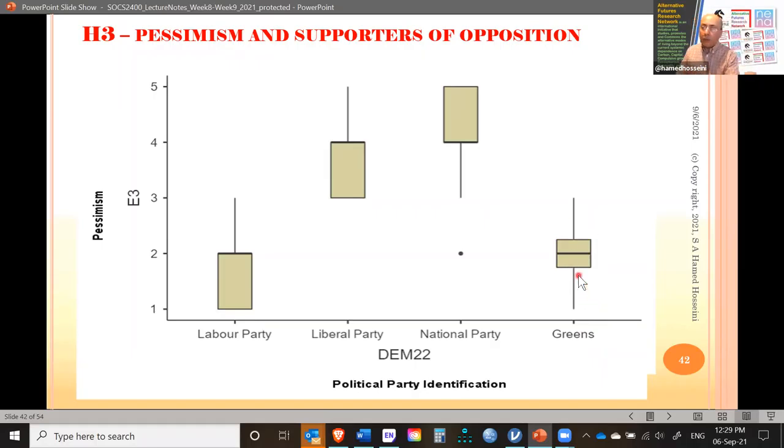We said those in opposition, those who vote for the parties in opposition, are more pessimistic because they think the party in power is just messing up. But this doesn't show. Let's say this is happening now, Liberals and Nationals, ScoMo is in power, and we see that actually the opposite of the hypothesis is happening here. The Liberal Party and National Party voters, despite ScoMo being in power, are more pessimistic about the future, whereas people voting for the opposition are actually less pessimistic.